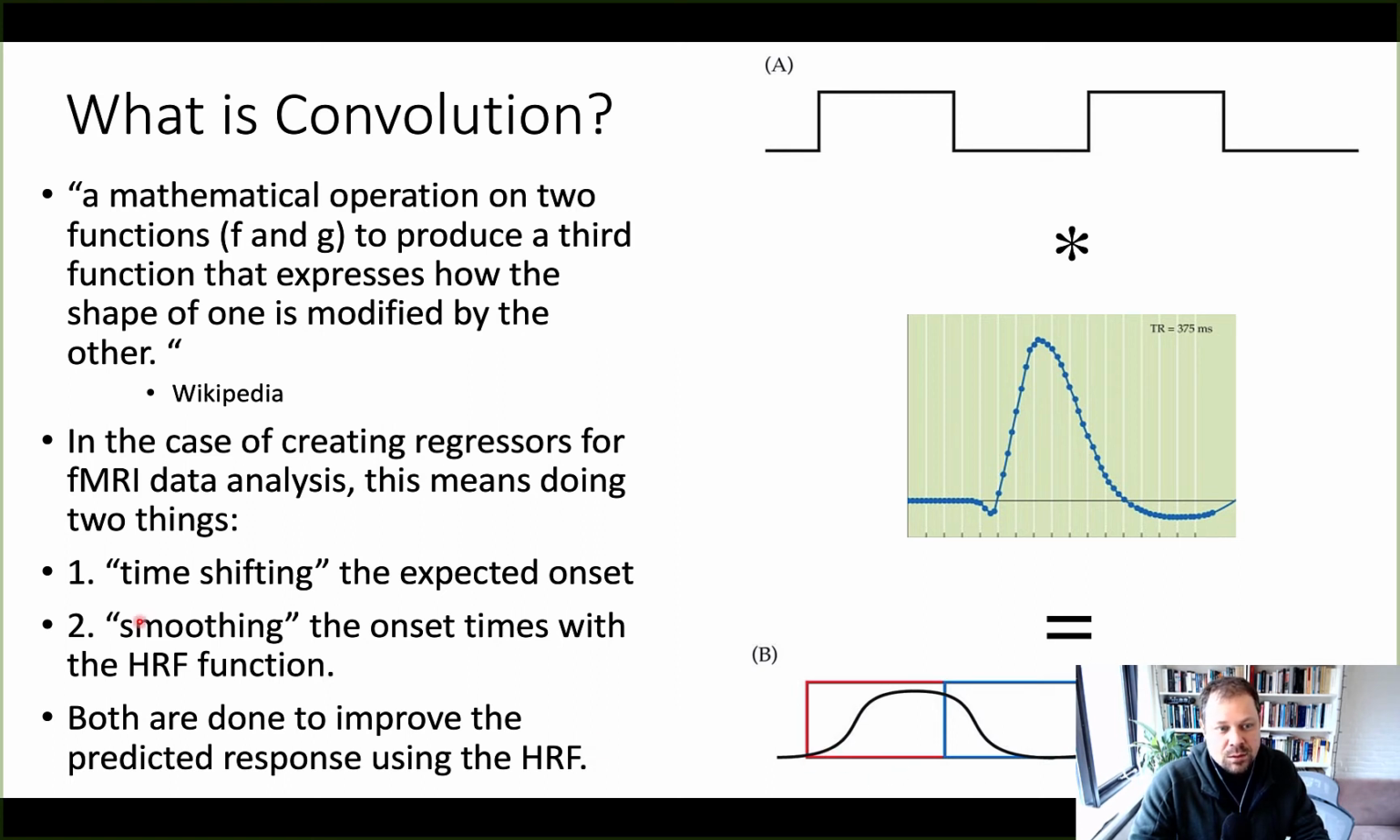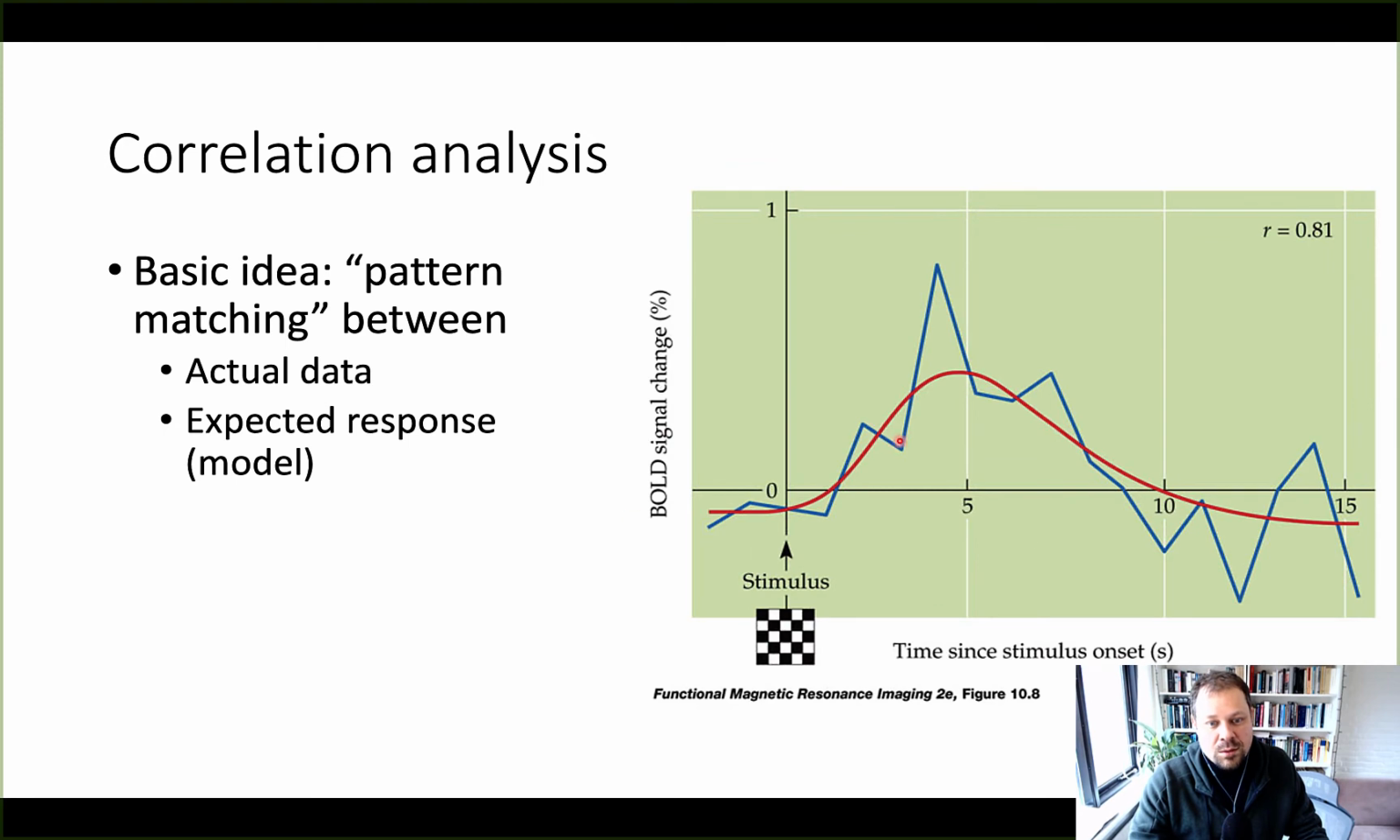This data set includes time shifting, because we know that it takes some time for the BOLD response to rise. And it involves smoothing, because we know that there is no step function like this. It takes a little time to rise and it takes a little time to go back to baseline. And so this leads to an idealized predicted data set that should closely match the response in a given brain region, which we can then enter into a simple correlation analysis. And this is how this might look.